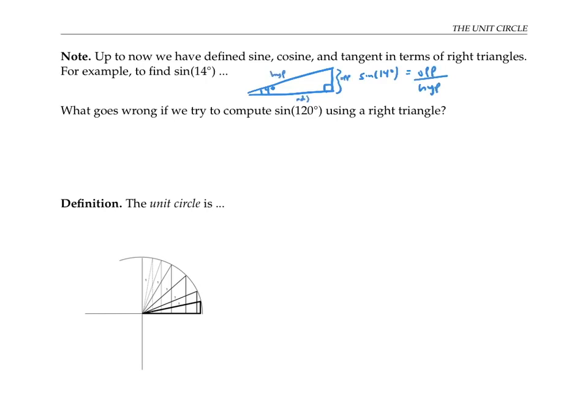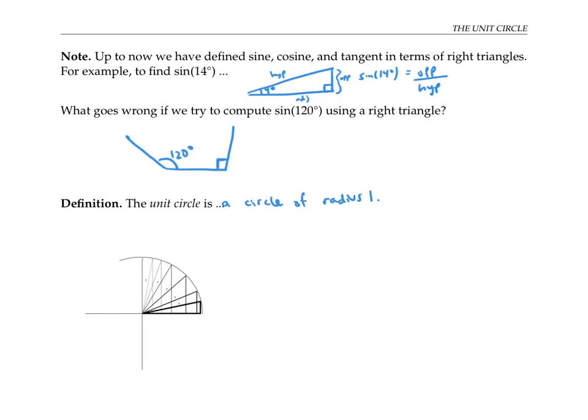But if we use this method to try to compute sine of 120 degrees, things go horribly wrong. When we draw this 120-degree angle and this right angle, there's no way to complete this picture to get a right triangle. So instead, we're going to use a unit circle, that is, a circle of radius 1. The figure below illustrates how right triangles and a unit circle are related. If you draw right triangles of hypotenuse 1 with larger and larger angles, then the top vertex sweeps out part of a unit circle.